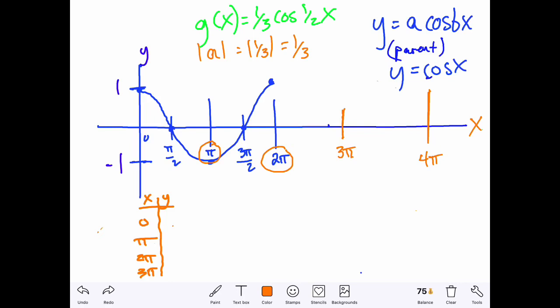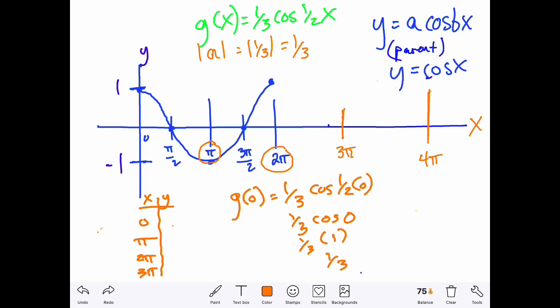Okay, let's evaluate. G of 0. Well, that's going to be 1/3 times the cosine of 1/2 times 0. Okay, 0 times 1/2 is 0. Cosine of 0 times 1/3. Okay, what was the cosine of 0? Well, if we think back to my unit circle, if I'm at 0 there, well, my cosine value there is 1, isn't it? Okay, so 1 times 1/3, 1/3.